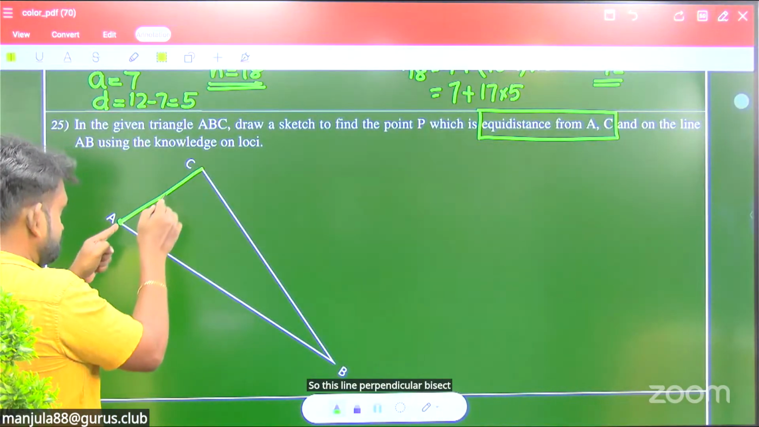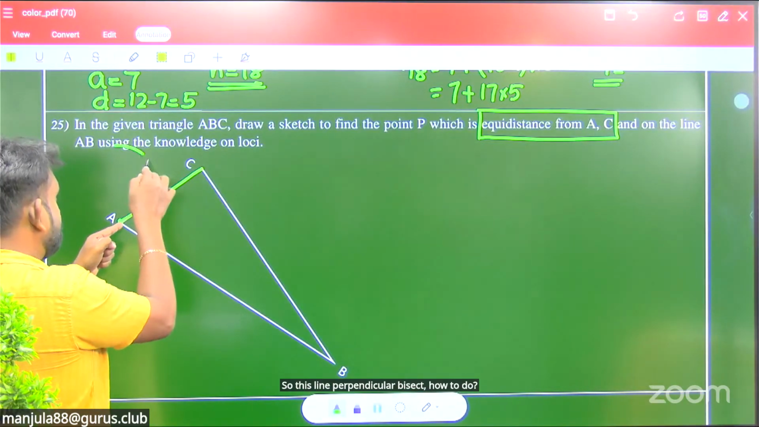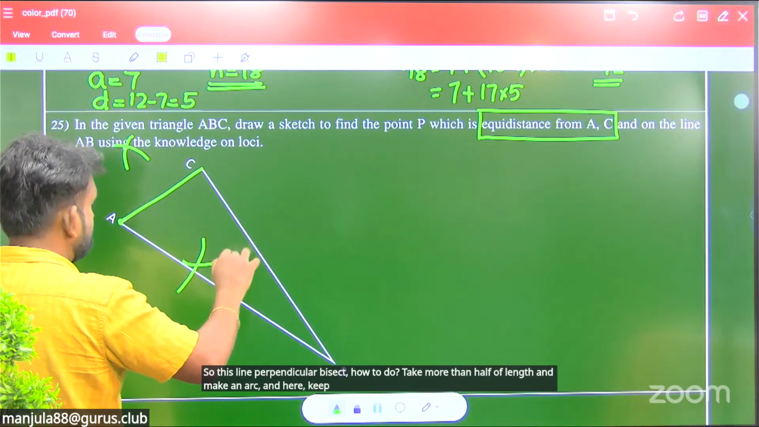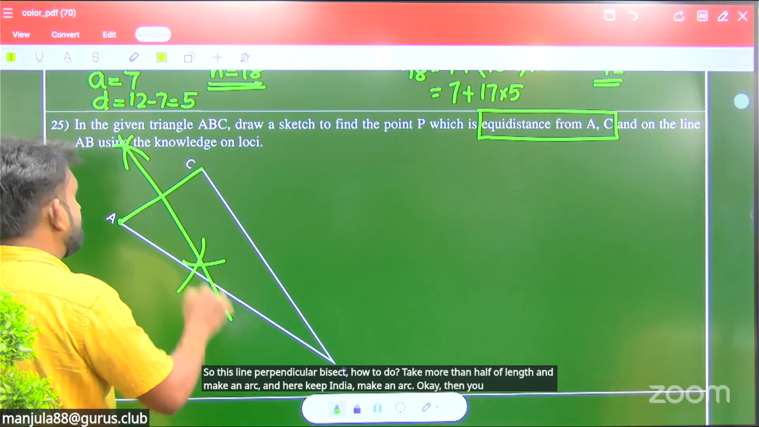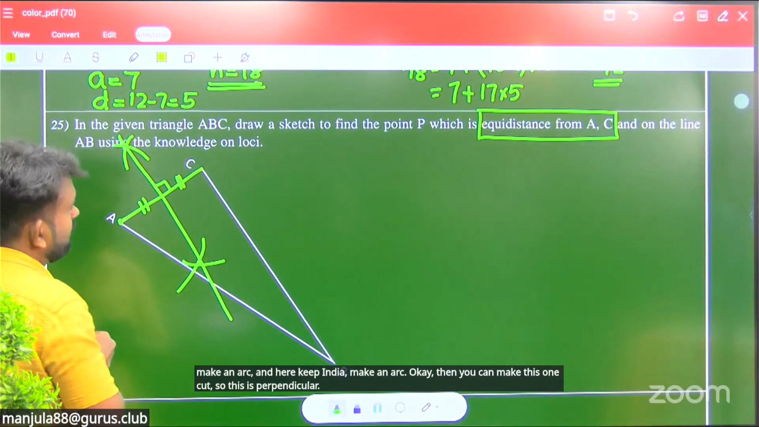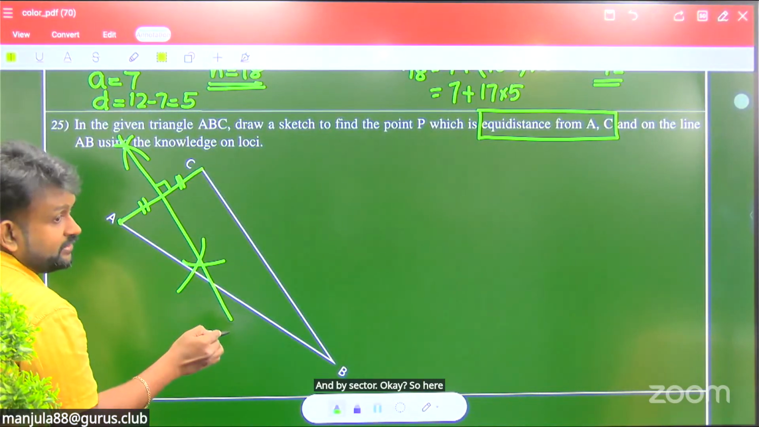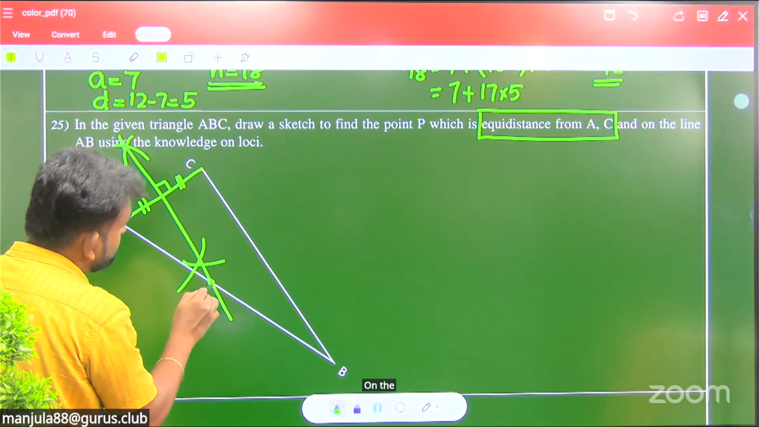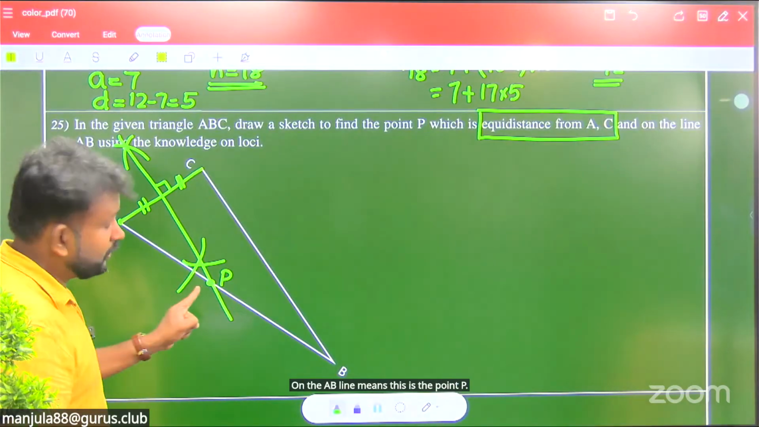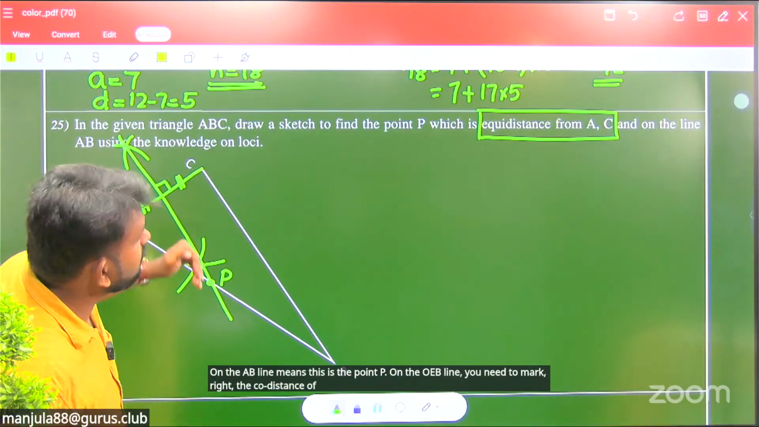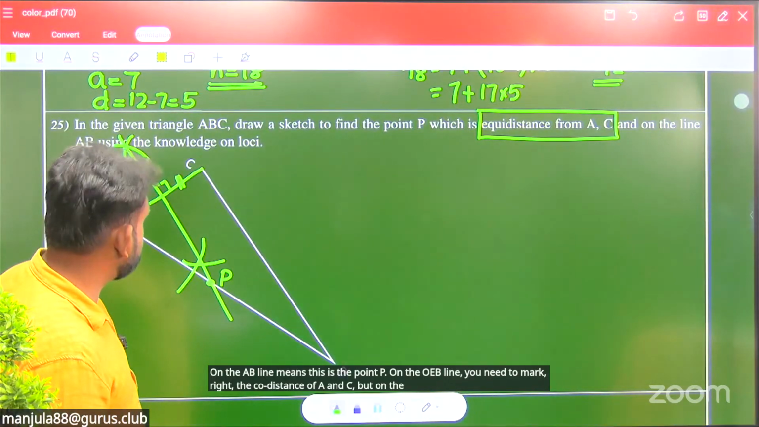How to do it? Take more than half of the length and make an arc, and here make another arc. Then you can make this cut. So this is the perpendicular bisector. Okay, so here the perpendicular bisector is drawn. Now they're asking on the AB line, this is the point P. On the AB line, you need to mark the point equidistant from A and C, but on the AB line.